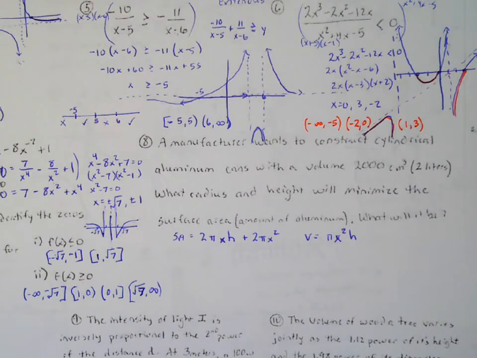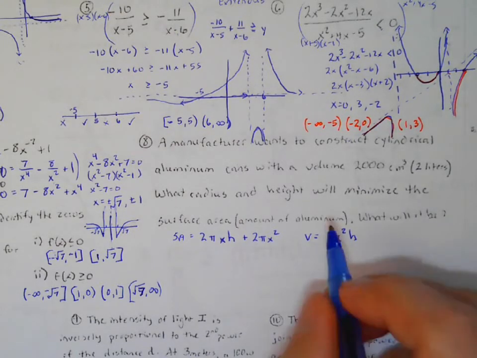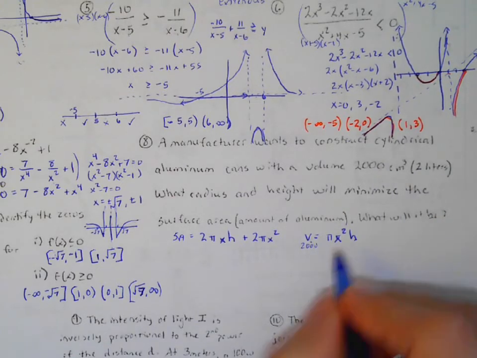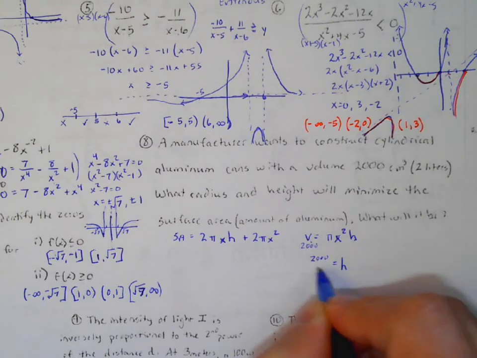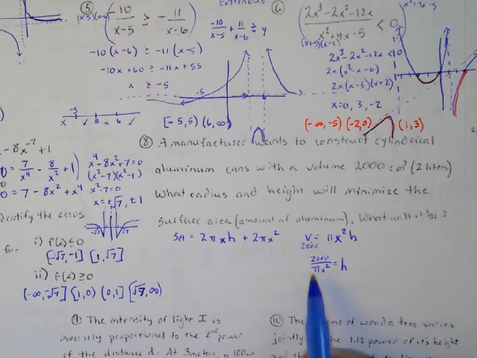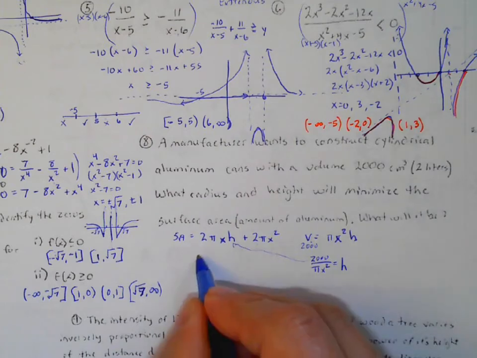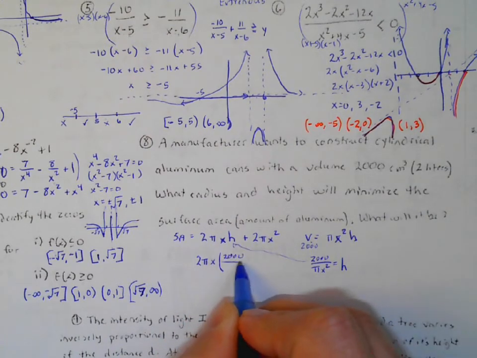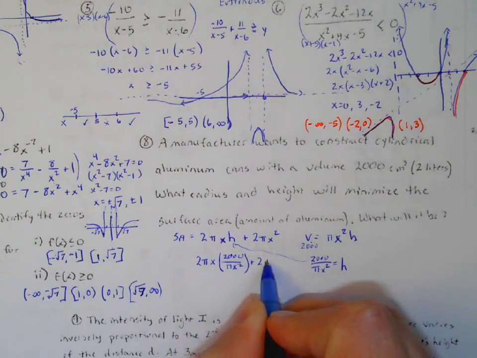Okay, let's solve for the h here. We know our volume is going to be 2,000, so we'll put the 2,000 in there. So if I solve for the h, my h is going to equal 2,000 divided by pi x squared. Now I can take this and plug it in right here. So I have 2 times pi times x times 2,000 over pi x squared plus 2 pi x squared.